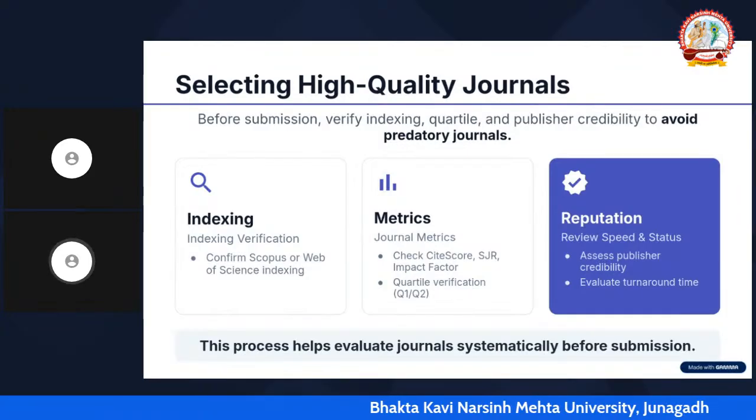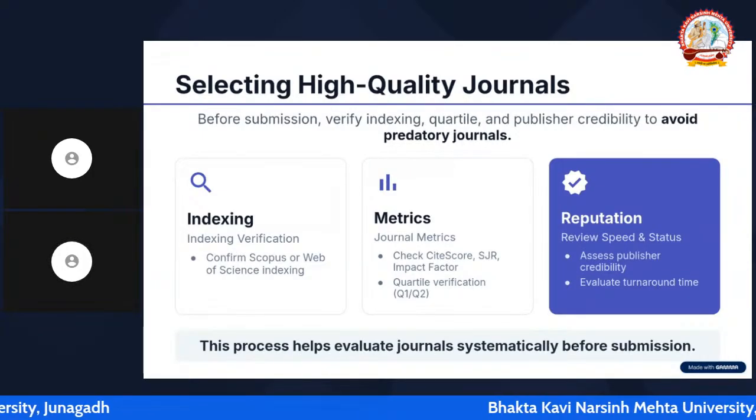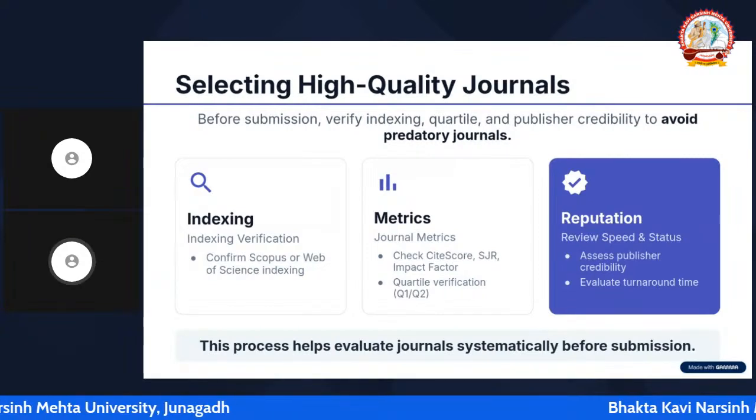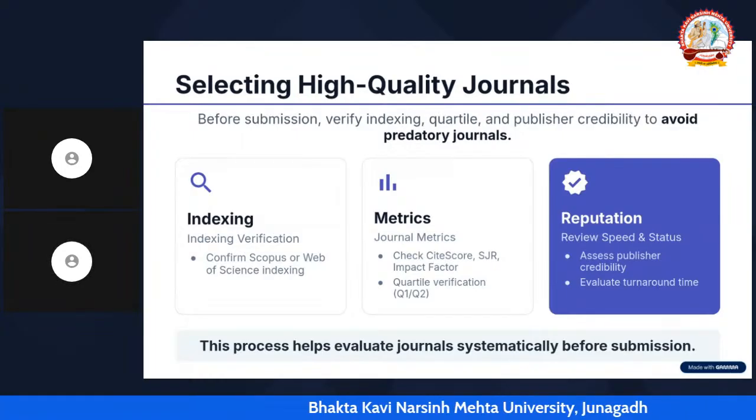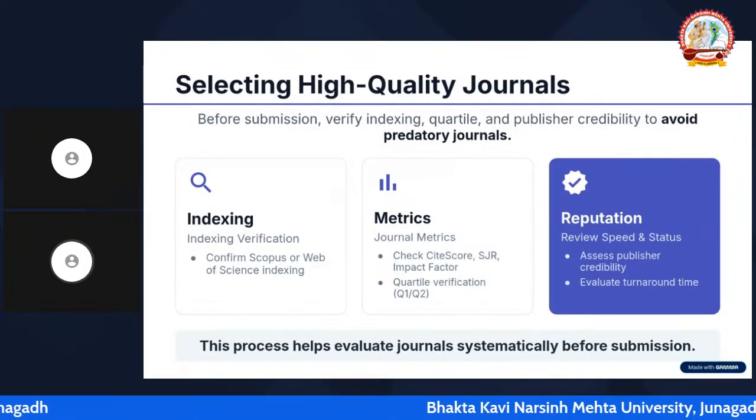How can you select high quality journals with this particular data set? Through indexing, metrics, and reputation. Some journals have a measured indexing factor. For example, these journals are using Scopus as well as Web of Science indexing, so we can say that these are reputed journals. We can find out metrics such as CiteScore, SJR, impact factor, and quartile verification. These are the uses of the data set.